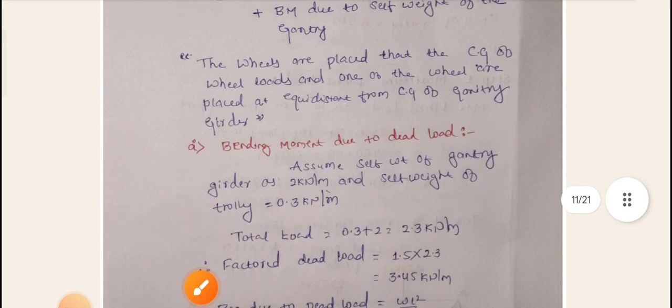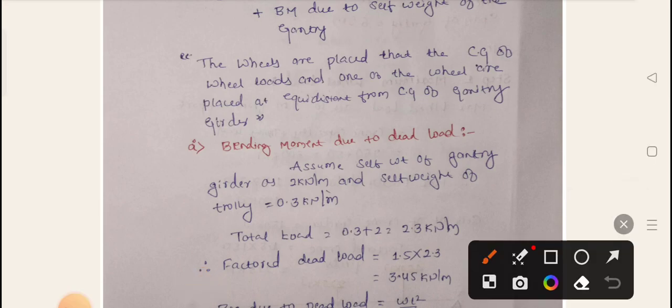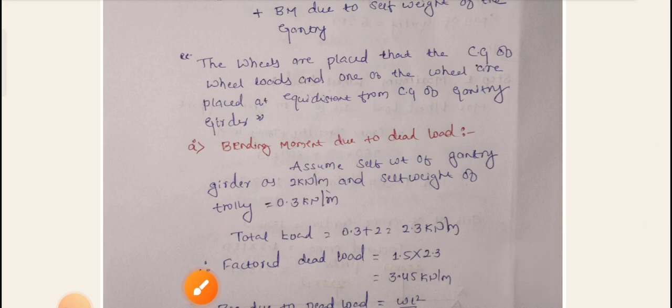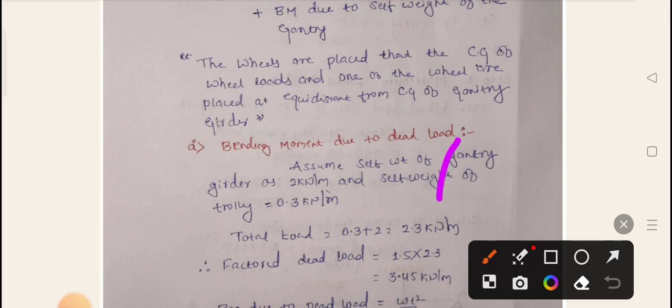So we'll calculate the bending moment due to dead load first. I will assume the self weight of the gantry girder is equal to 2 kN per meter. Till now we have not designed the gantry girder, so initially I will take the self weight of the gantry girder as 2 kN per meter, which we are supposed to consider while designing, and the self weight of the trolley as 0.3 kN per meter. So you can consider this.